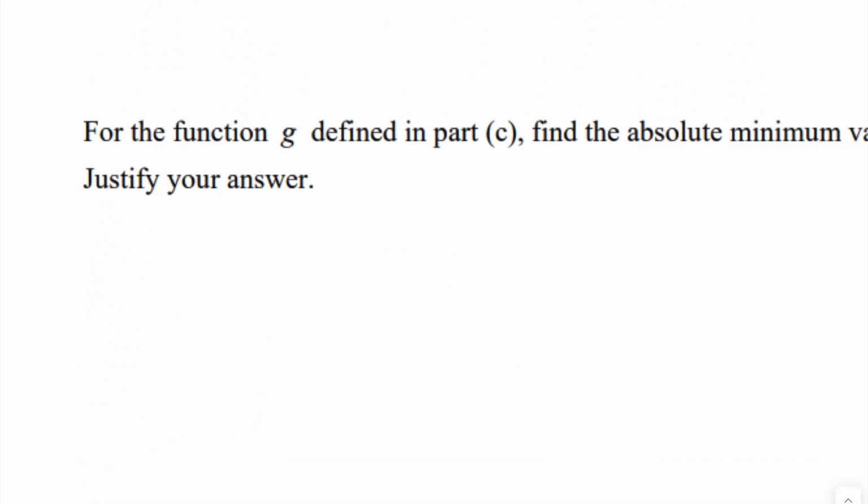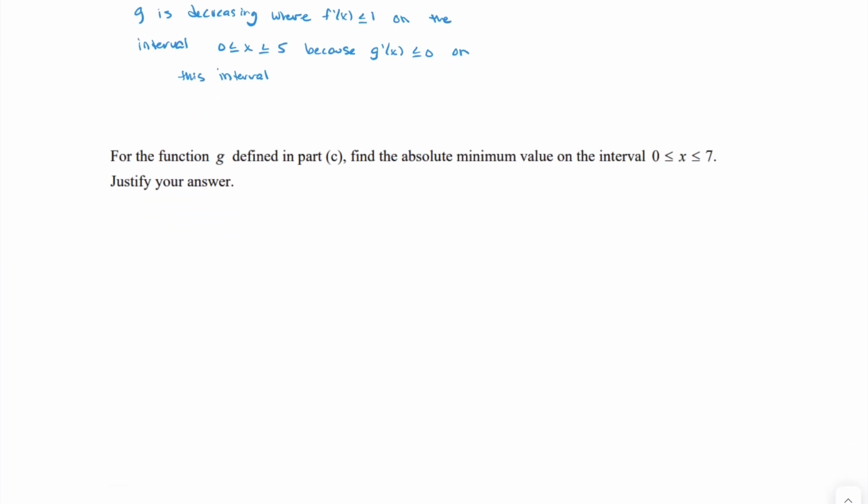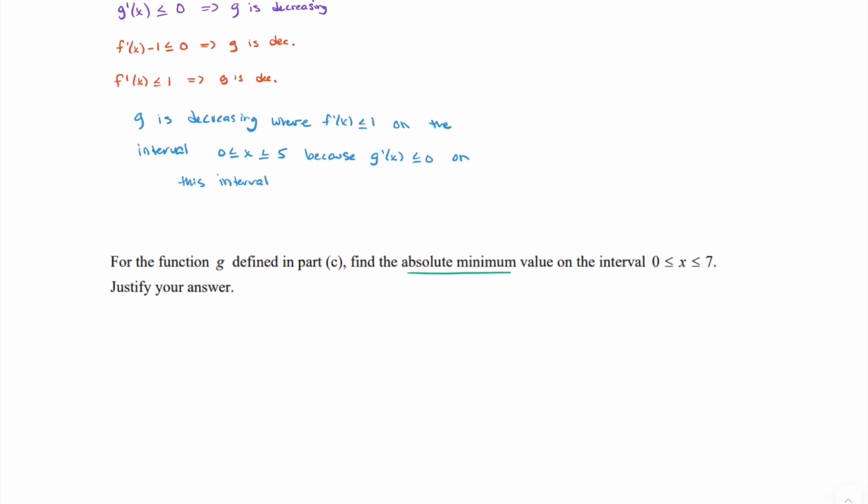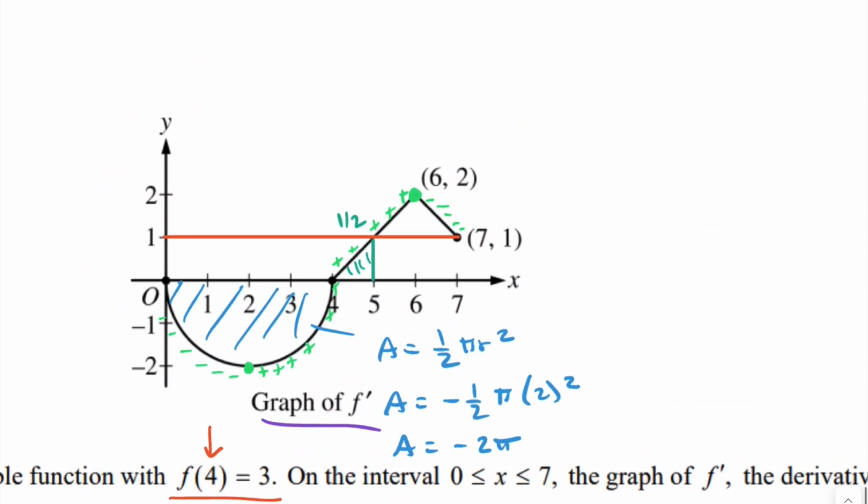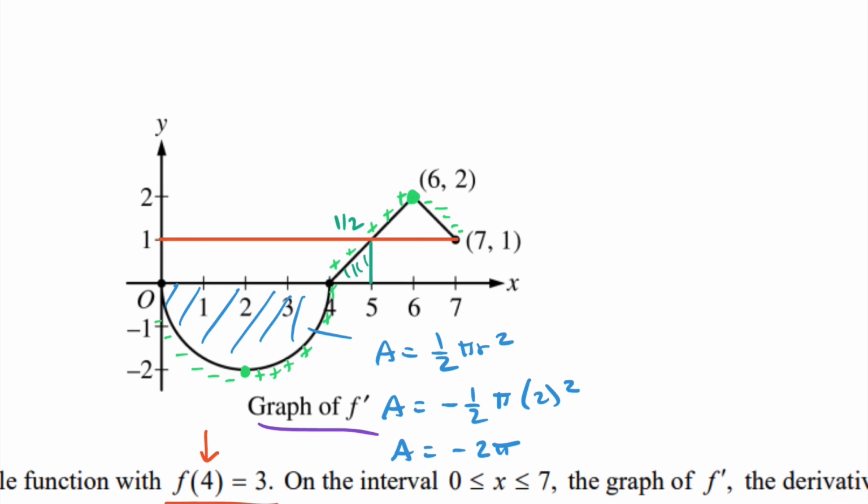All right. For the function g, we're at our last part here, defined in part C. Find the absolute minimum value. The absolute minimum value can occur anywhere from 0 to 7. Think about it realistically. If the function g is decreasing all the way up to 5, and then at 5, because f prime is above the line 1, it's then increasing, then 5 is going to have to be my absolute minimum value.